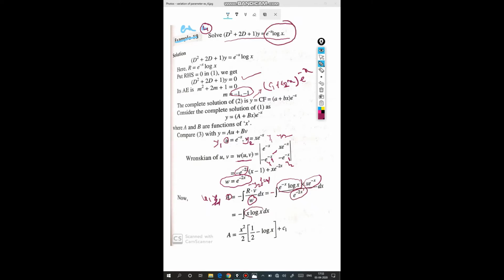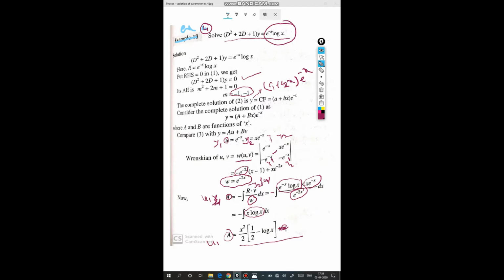So here we have to integrate x log x, and obviously integration by parts is used, with the LIATE rule. Log is the first and x is the second function, and you will get u1 as this one. This is the u1, and don't write that plus c1. So that is about the value of u1.